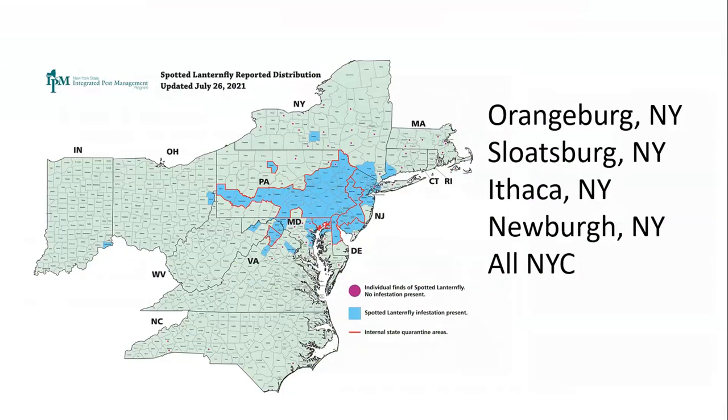Unfortunately, that also now includes one county in Indiana that was recently added, and also there's one county in Ohio. But it's generally slowly spreading out. Obviously, from Indiana to Ohio, it's quite the gap. That was definitely human movement, not natural movement. In New York, we have populations in Orangeburg, Sloatsburg, Ithaca, Newburgh, which was recently found, and all five New York City boroughs.